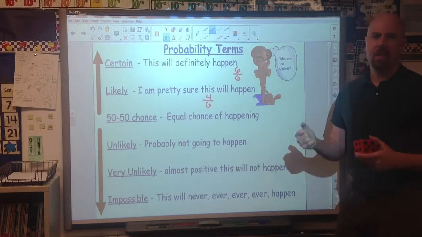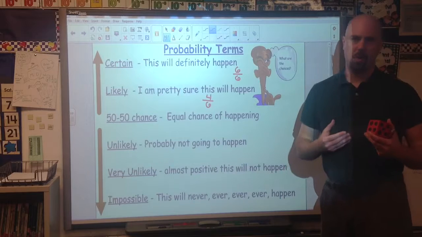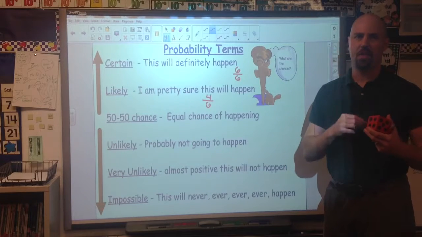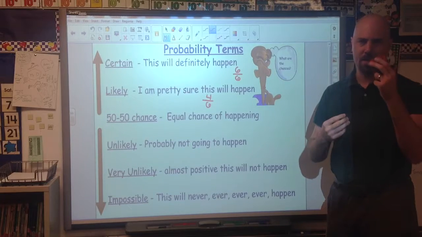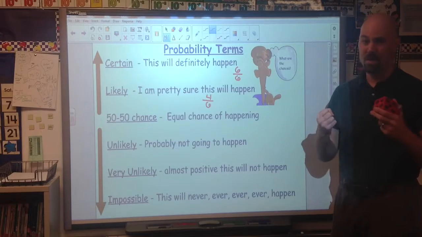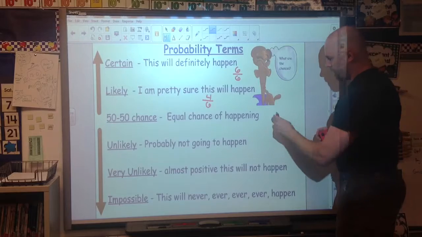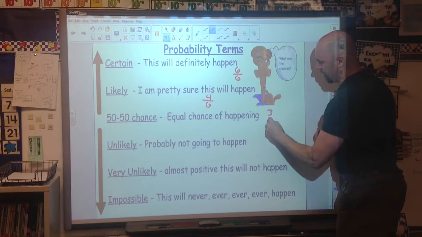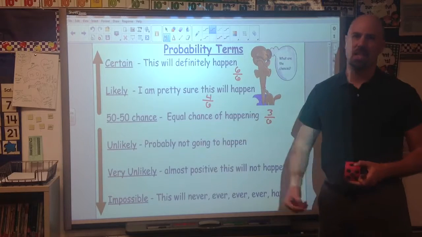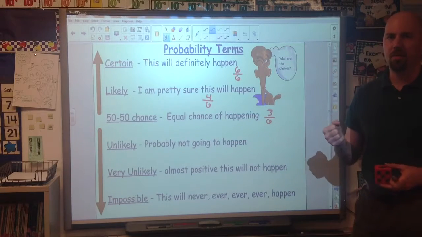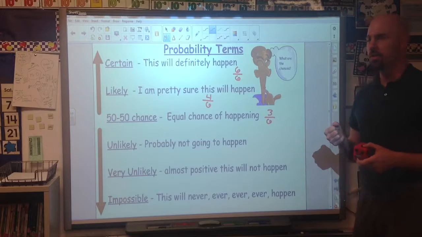Now a 50-50 chance in the game I played, those were our tanks. And the tanks attacked at 3, which meant that if I rolled a 1, a 2, or a 3 with my dice, I hit my opponent. So I had a pretty good chance, but it was just as good a chance that I was going to miss. So I had a 3 out of 6 chance. That was a 50-50 chance. It was like flipping a coin, heads or tails. You have a 50-50 chance of getting one of those opportunities to happen.